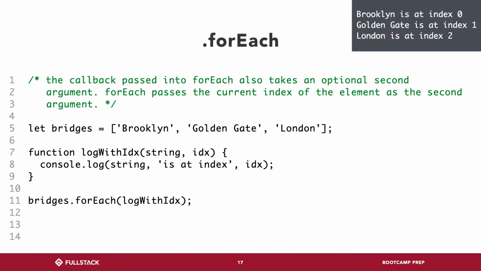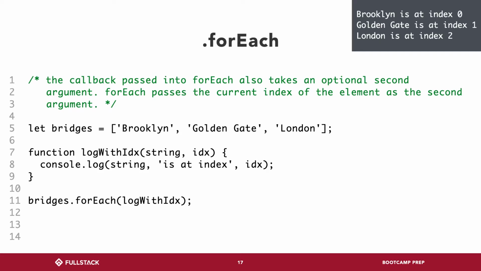You have bridges, which is an array. So with bridges, you could do .push, .pop, .map, .concat, and .forEach. This is a built-in JavaScript method for arrays specifically. forEach takes one argument, and that argument is a function, a callback. So forEach then says it's going to call this function on every element, right?